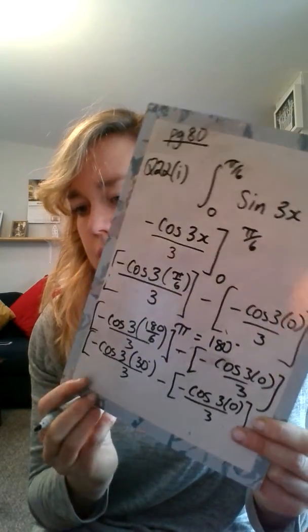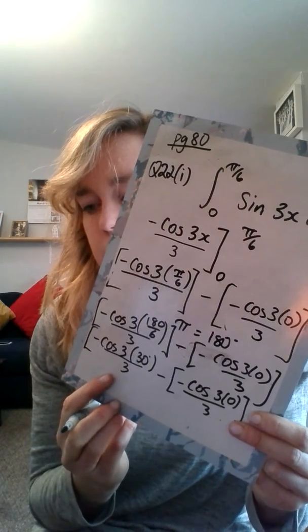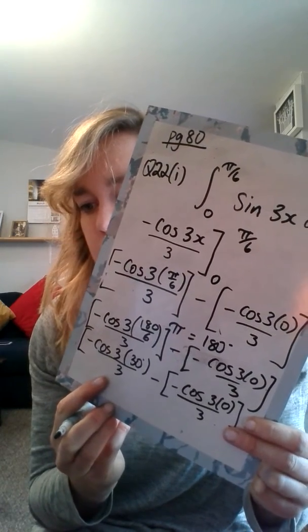Now I'm going to do this. 3 by 30 is what? It's going to be 90 degrees. So I'm going to go about just putting that into the calculator now. So it's cos 90, which gives me 0. Okay, so cos of 90 is going to be 0. So it's minus 0 over 3.